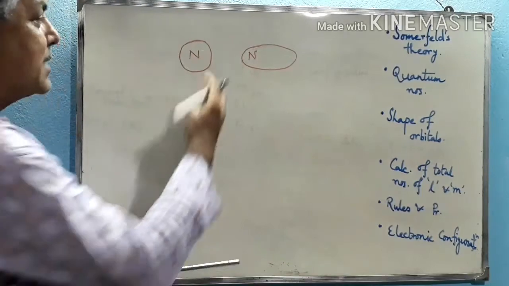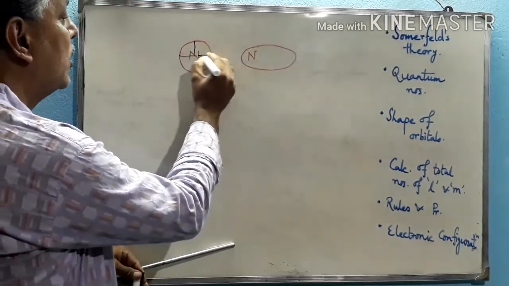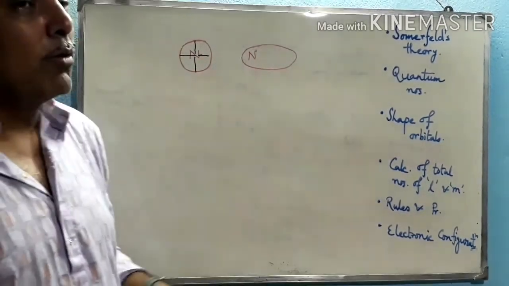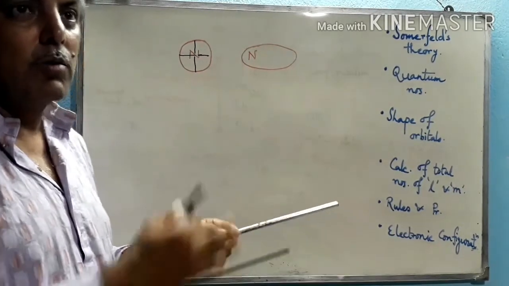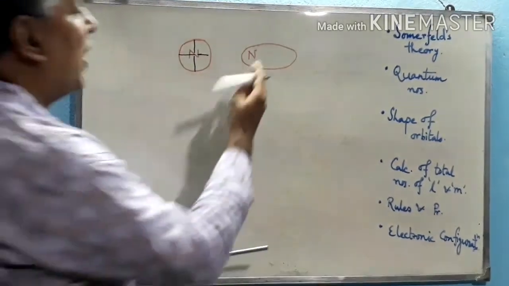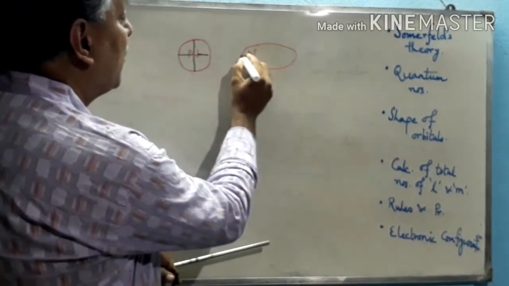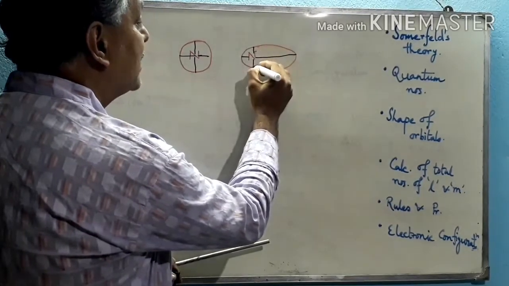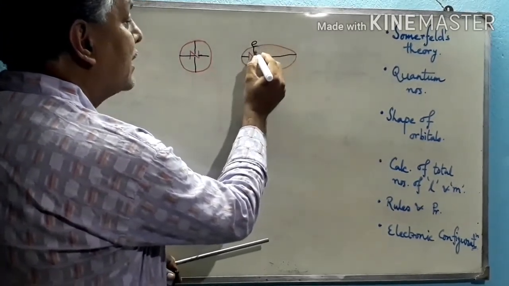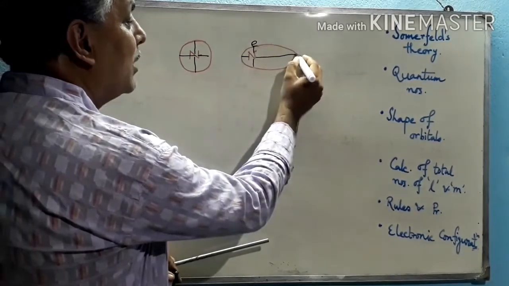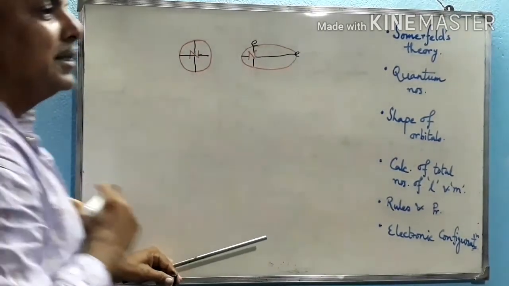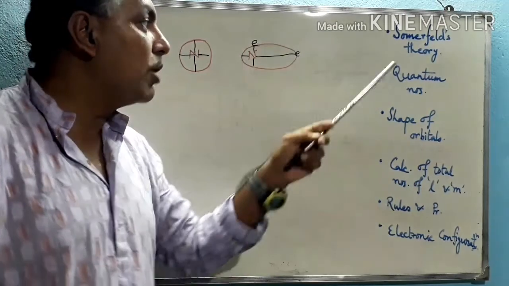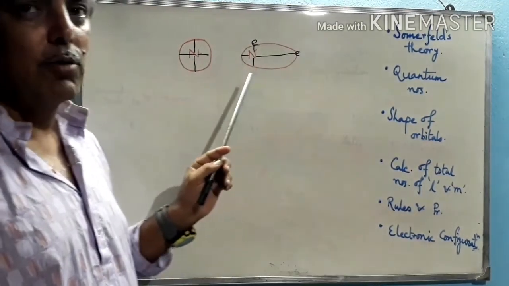In a circular pathway, as the radius remains the same on all sides, the distance of the electron from the nucleus remains the same throughout the orbit. But here the distance varies. Here the minimum distance is shown; this is the minor axis and this portion is the major axis. When the electron is here, this is the nearest part with respect to the nucleus, but when the electron resides at this position, that is the farthest part with respect to the nucleus. So Sommerfeld proposed two types of pathways around the nucleus.